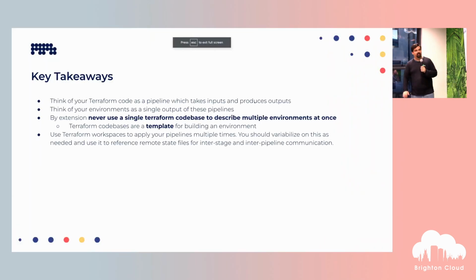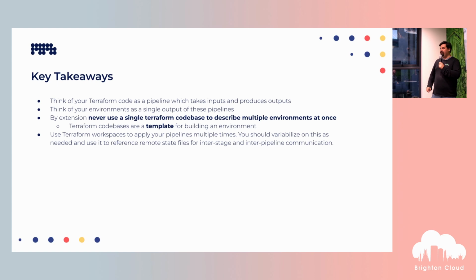So, key takeaways. I know that most of you probably heard about half of what I said, so this is the stuff to remember. If you want to take your phone out and take a picture of a slide, that's the one, all right? First is, think of your Terraform code as pipelines, which take inputs and produce outputs. That will instantly get you to a better place. You will have a composable system. You should think of your environments as a single output of all those pipelines in aggregate, right? You should have a concept of a platform pipeline like we do.